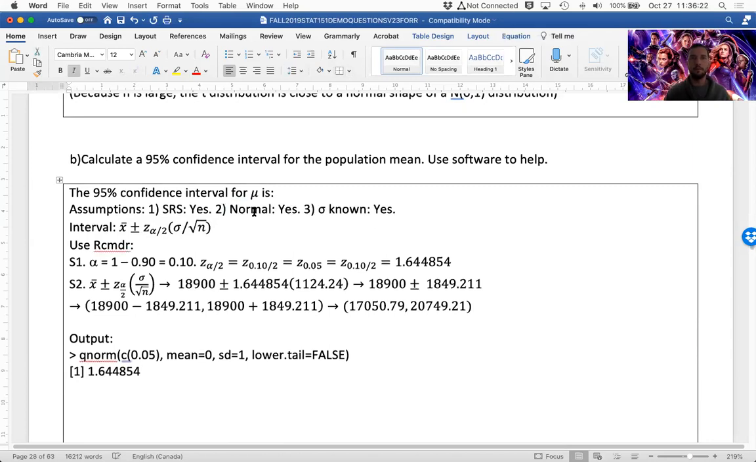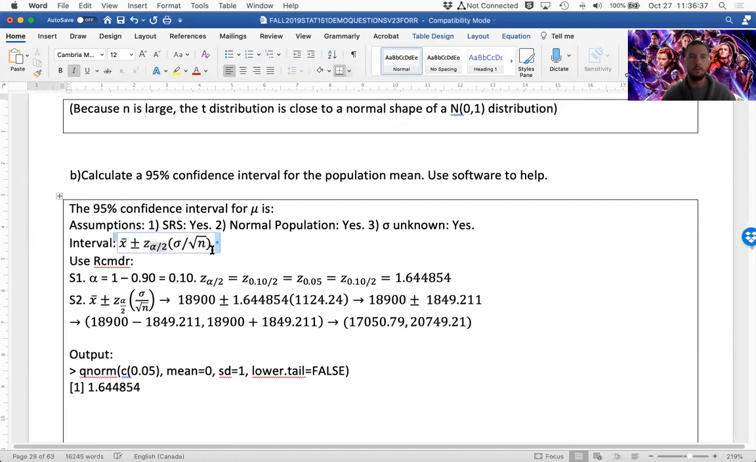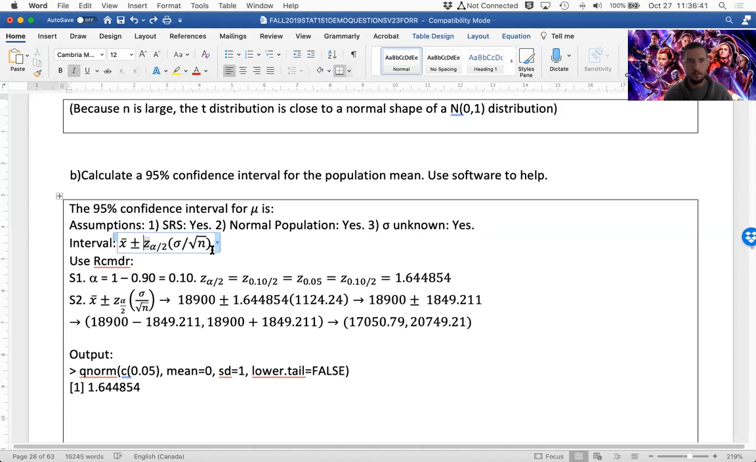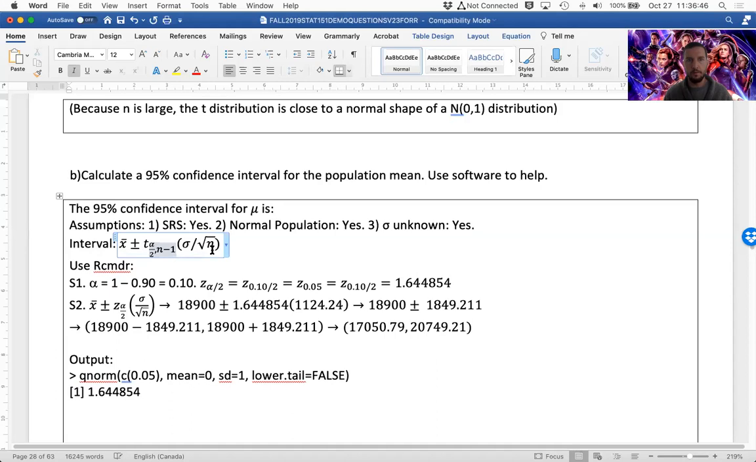So first thing we're gonna do, we know that sigma is unknown, so we're gonna be using a t-value. The second thing we were wondering is, was the population normal? And we know that this is true because the question tells us we sampled from a normal. So now in our formula, we're gonna have a t comma n minus 1, okay? And this will be an s.